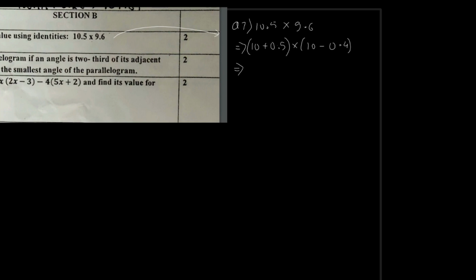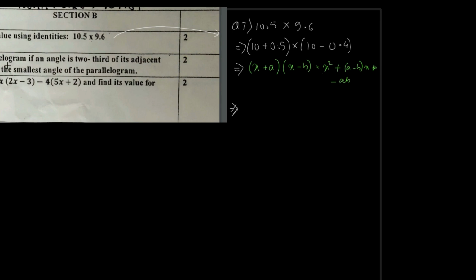We see that it's of the type (x + a) multiplied by (x - b), and this would give us something like this: x squared, the first square, plus the sum or the difference of these two multiplied by x, so (a - b) into x, and then finally the product of these two with the common sign. So it would not be plus, it would be minus ab, right? So we're going to use this identity in this one.